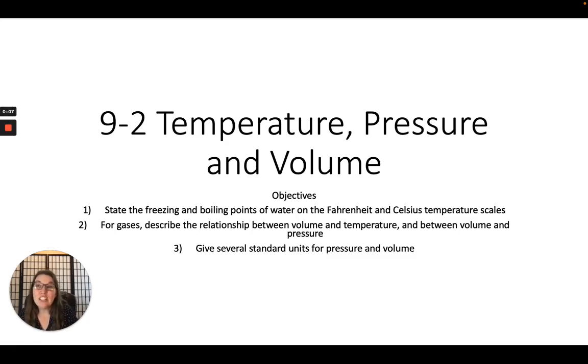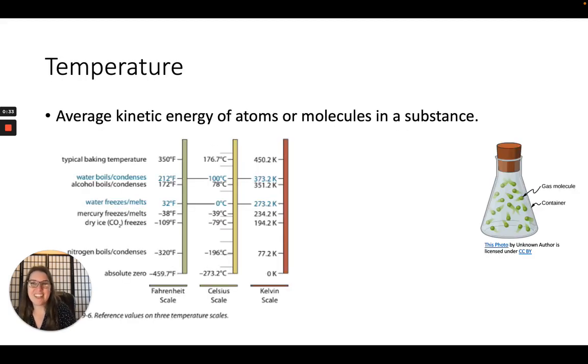This is video 9-2 on temperature, pressure, and volume. And the objectives of this lesson are to be able to state the freezing and boiling points of water, both in Fahrenheit and Celsius, and also to describe the relationship between pressure and temperature, volume and pressure, and volume and temperature when it comes to gases. I also need you to know the most important units that we use for pressure and for volume.